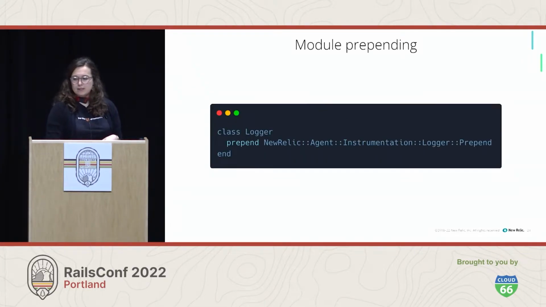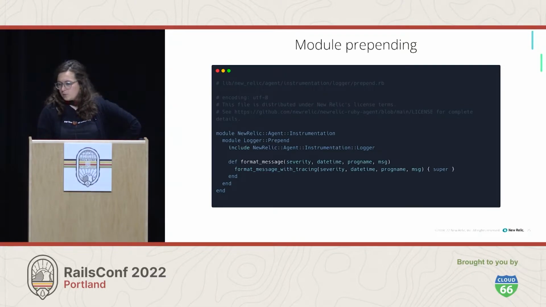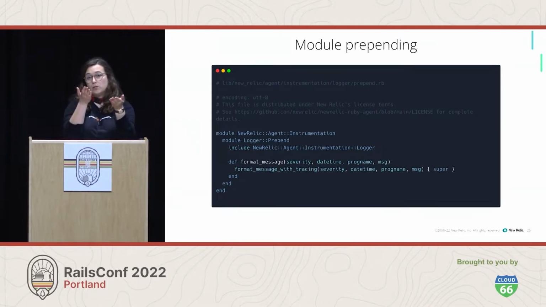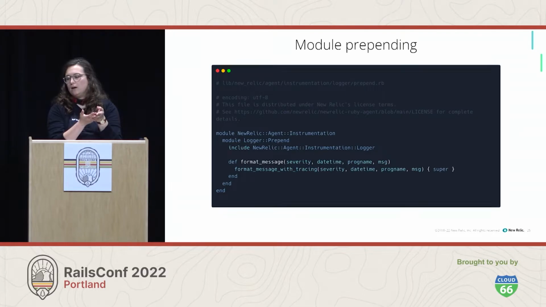Module prepending is a little different. This isn't code from the agent. This is just an example of what module prepending may look like. In this case, we have the logger class, and we would say, hey, we want to prepend our instrumentation class into it. Of course, that doesn't work because we don't necessarily have Ruby's logger inside of our code. So instead, there's other stuff that happens to allow this prepend to work. Then in here, this looks actually pretty simple. We just call the format message method and then take the message with tracing method, which is what has our instrumentation in it, and then call super to make sure it will return to the original, basically like parent class that's been defined.